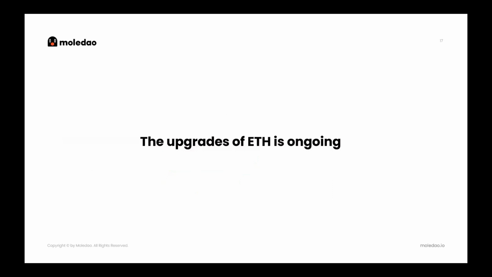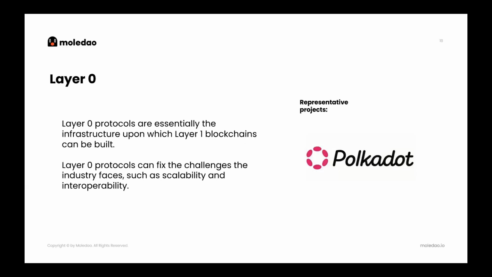I'm sure you already have a good understanding of layer 1 and layer 2, but we seem to have missed one of the concepts I mentioned at the beginning, which is layer 0, right? So what is layer 0? According to Binance Academy, layer 0 protocols are essentially the infrastructure upon which layer 1 blockchains can be built, as a foundational layer to blockchain networks and applications. Layer 0 protocols can fix the challenges that the industry faces, such as scalability and interoperability.